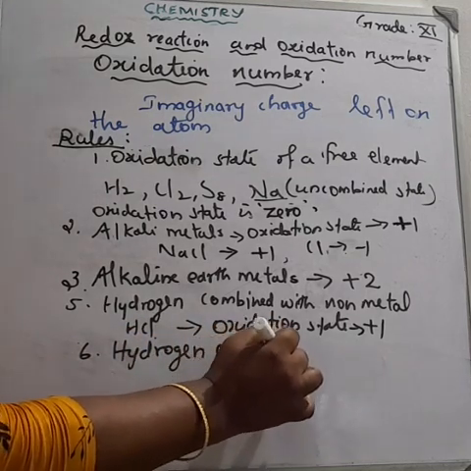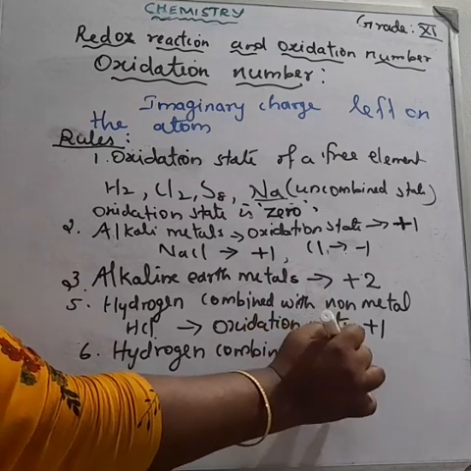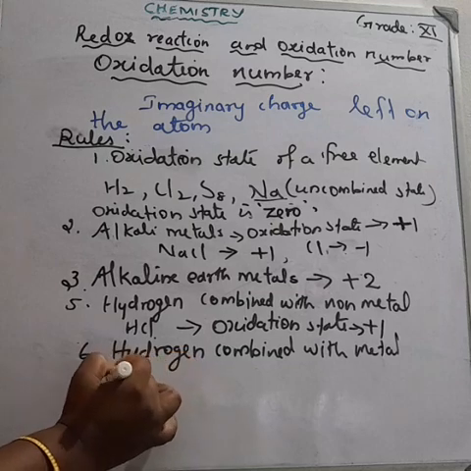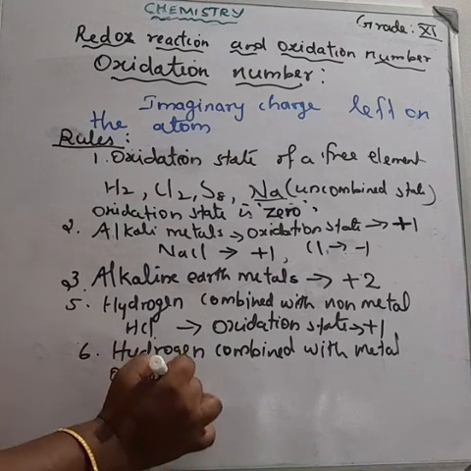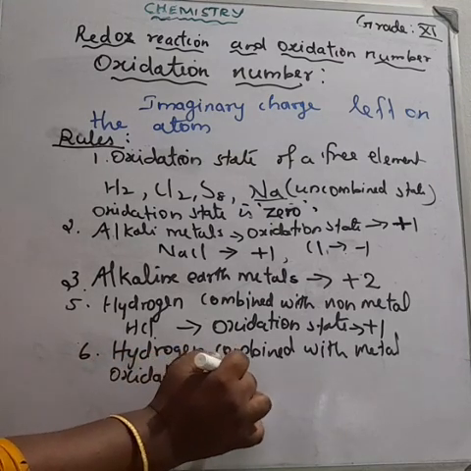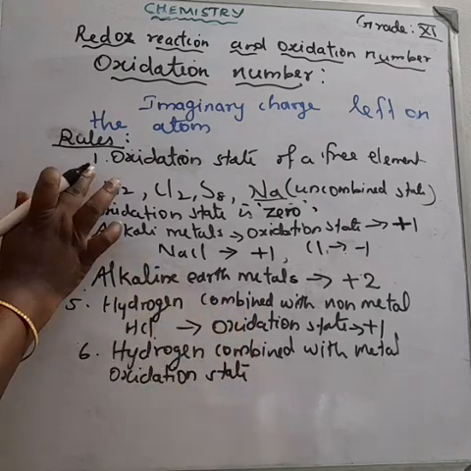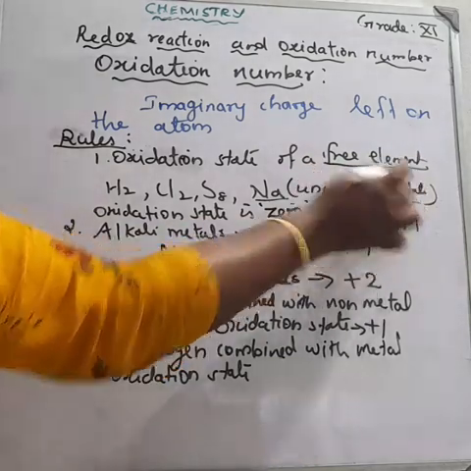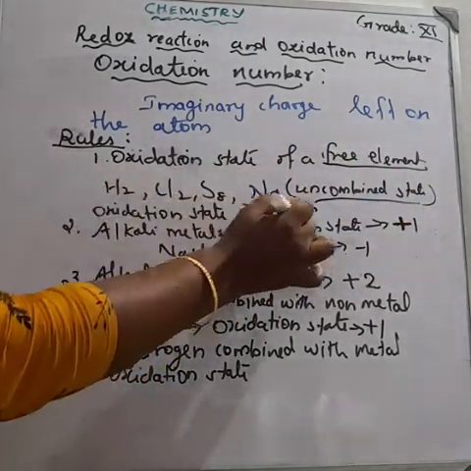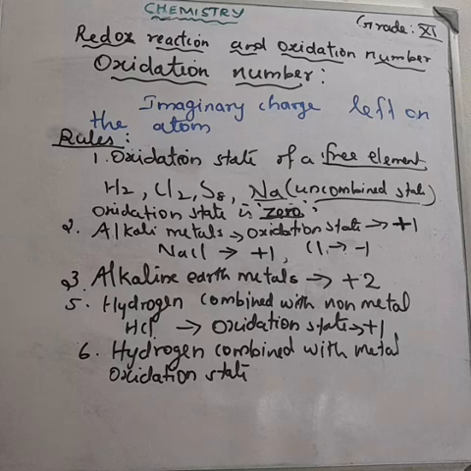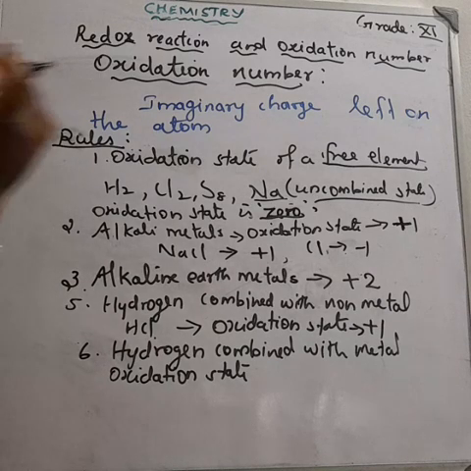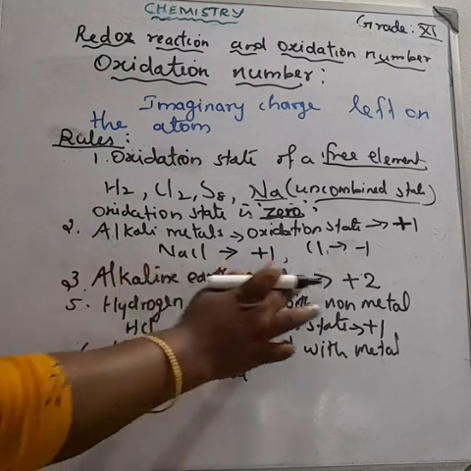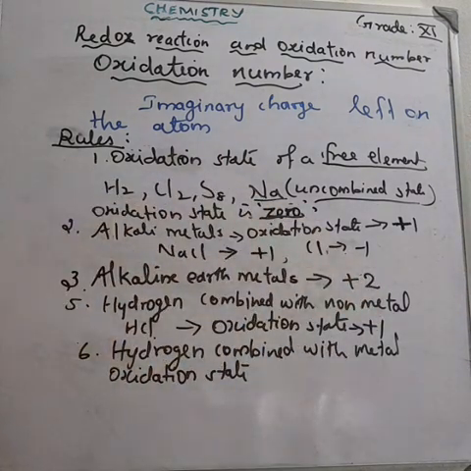What I told, the rules you have to understand. Then only you can easily calculate the oxidation state. Okay, so these are the common rules. What are the rules? First, the elements in the uncombined state, that is in free state, all the elements are in oxidation state 0. Second point, alkali metals oxidation state +1. What is the third point? Alkaline earth metal oxidation state +2.